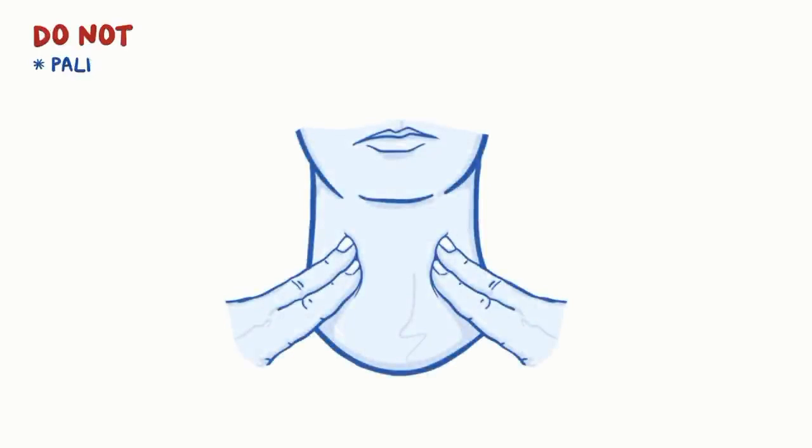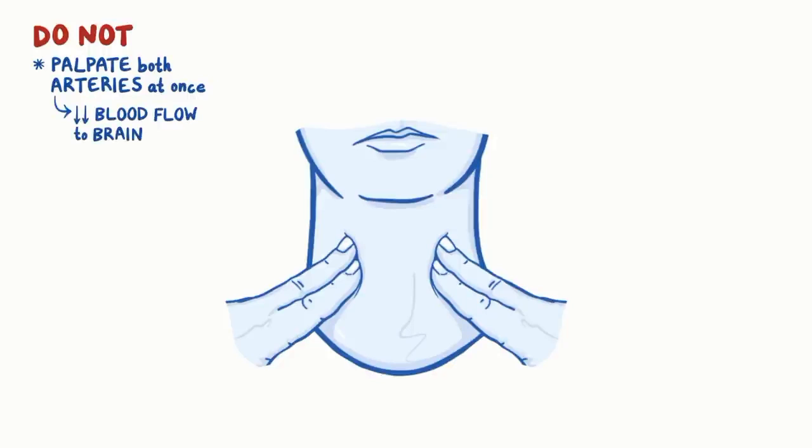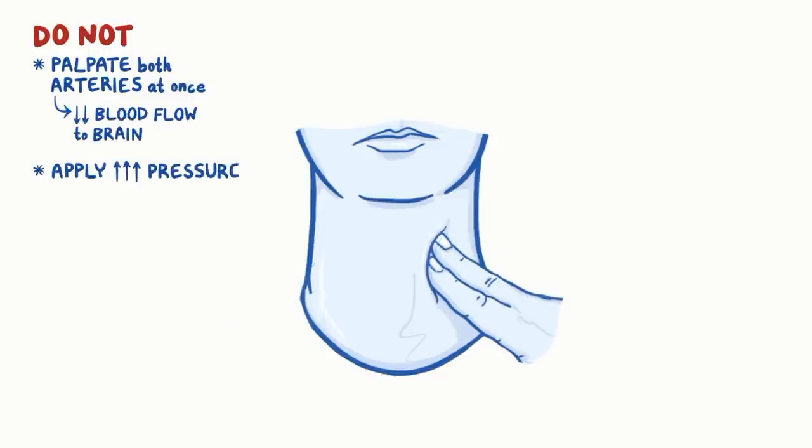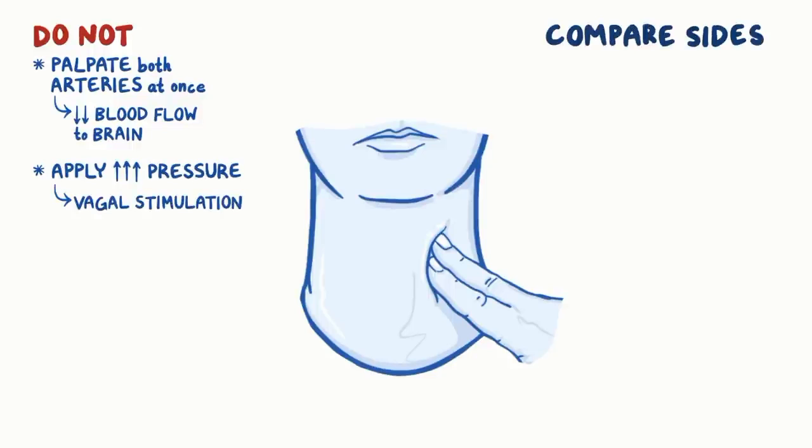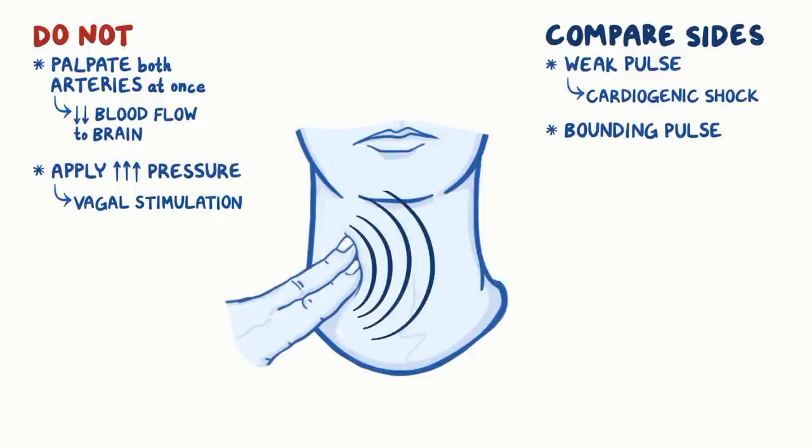Do not palpate both arteries at once. That reduces blood flow to the brain. Also, don't apply excessive pressure. That could cause vagal stimulation. Compare the two sides. A weak pulse might indicate cardiogenic shock. A bounding pulse might indicate aortic regurgitation.